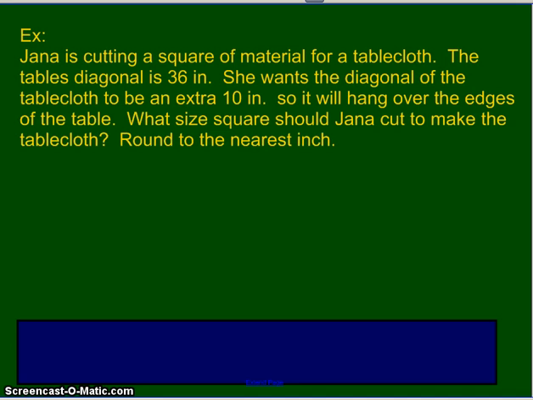Alright, it looks like we got an example here. We got a tablecloth with a diagonal, so I'm just going to draw a little quick square here. Across the diagonal of the table is 36 inches. And she wants the diagonal of the tablecloth to be an extra 10 inches, so that's going to make it what, 46 inches?